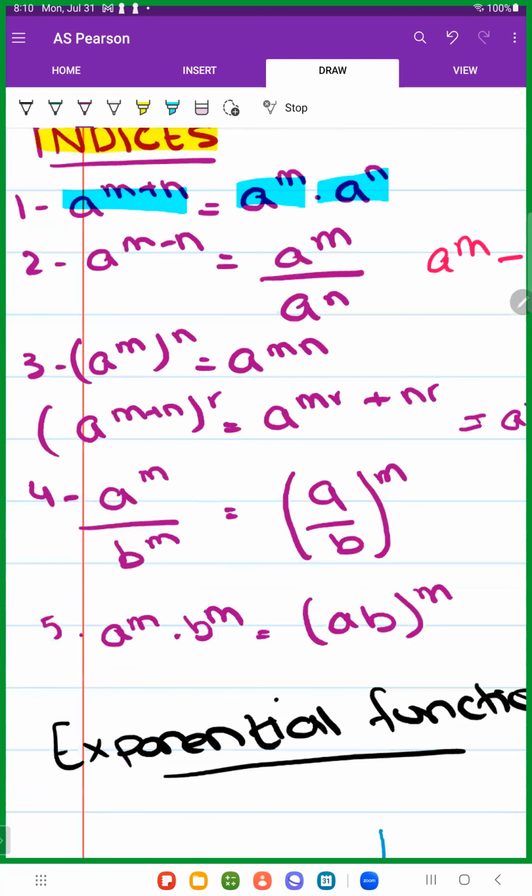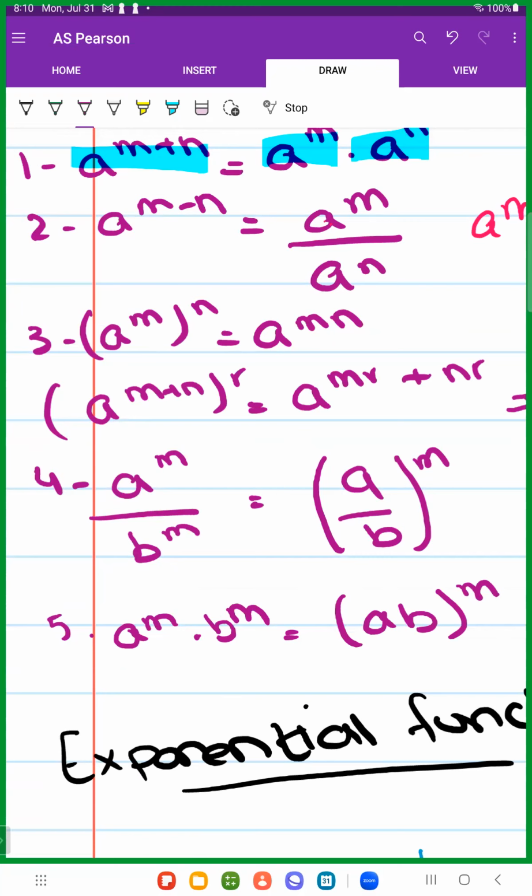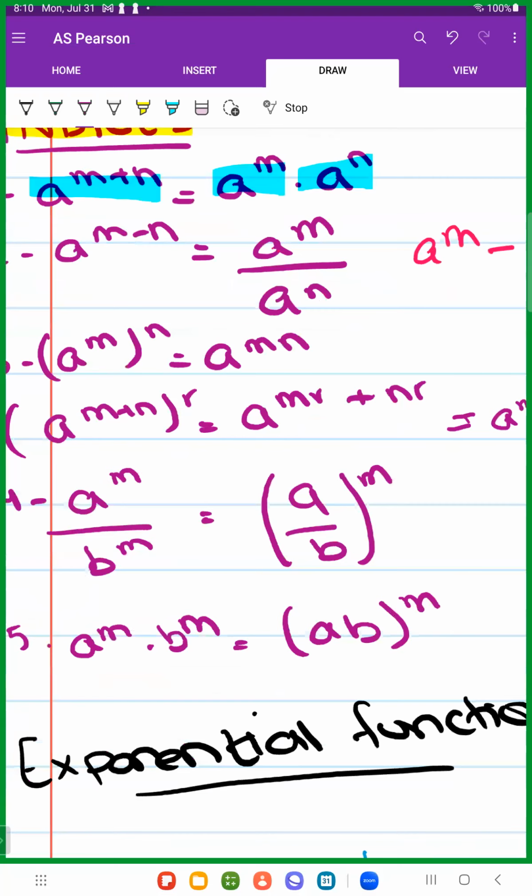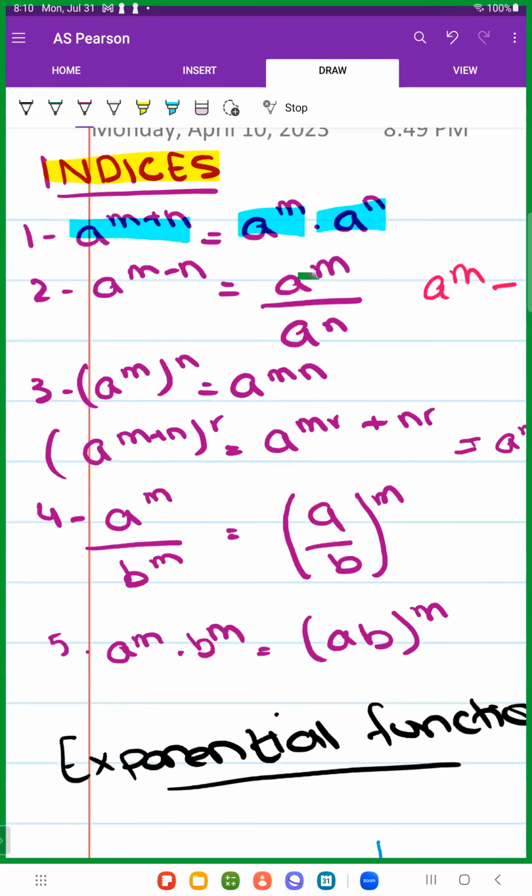Then you have a^m upon b^m. You can take the power common, which becomes (a upon b) to the power m. Then you have a^m into b^m. The bases are different now, so you can just multiply the bases and take the power common. Have you written these down? No, almost done. Let me know once you're done. Okay, done.